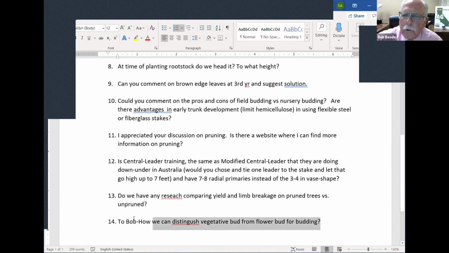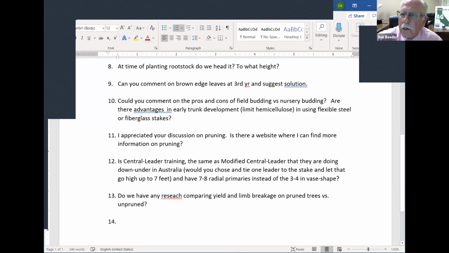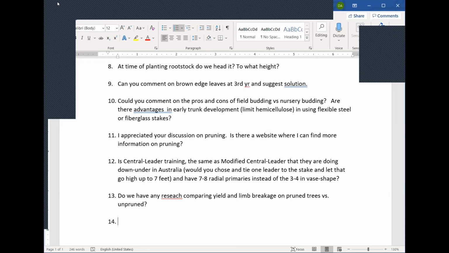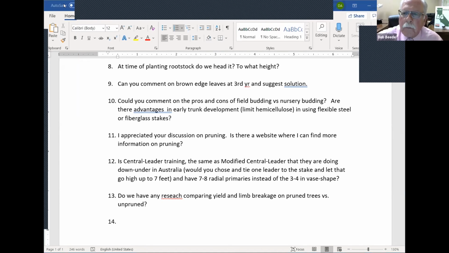Could you comment on the pros and cons of field budding versus nursery budding? Are there advantages in early trunk development in using flexible steel or fiberglass stakes? Another interesting comment, and this is one, again, that was, this concept of flexible stake was promoted by the arborist Brian Kemp, and he's exactly right.